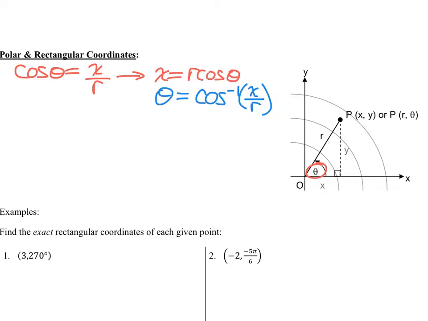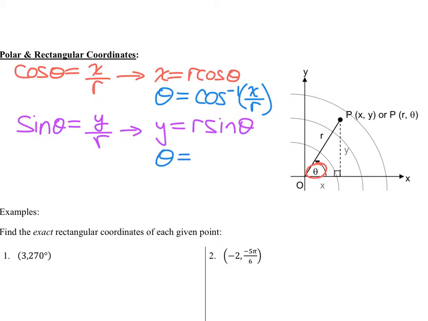I can do the same thing with sine. Sine of theta is y over r. And as you said, y equals r times the sine of theta. But also, theta would be equal to the inverse sine of y over r.